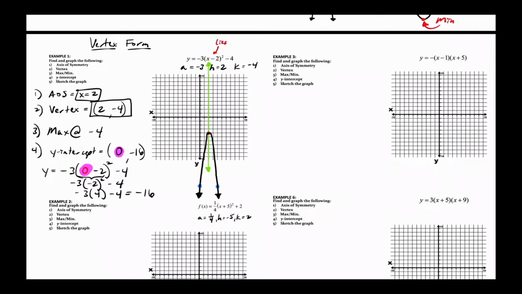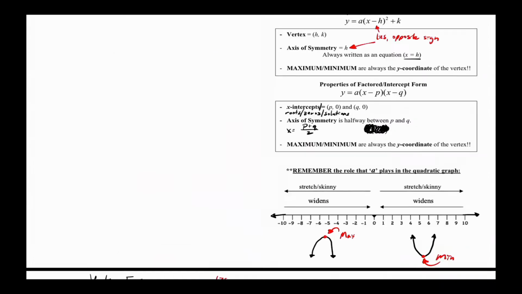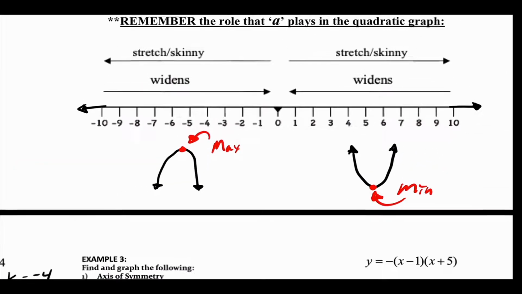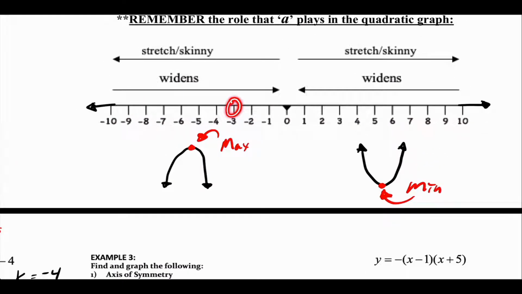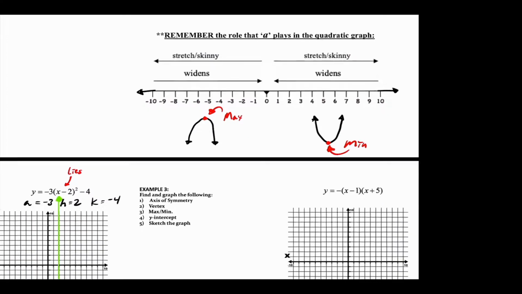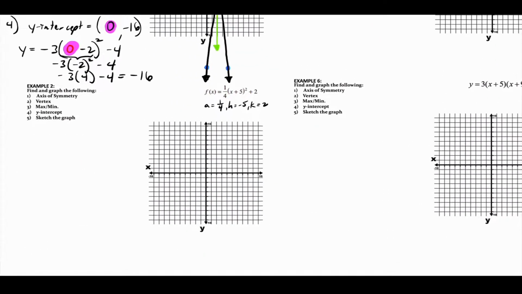So this guy was pretty skinny, right? Because it was -3. -3 is over here. +1/4. Are we getting closer to 0, or am I getting farther away from 0? Closer. So as I get closer to 0, it's going to widen. It's going to be wider. Okay, arrows up and wide. All right, so here we go.